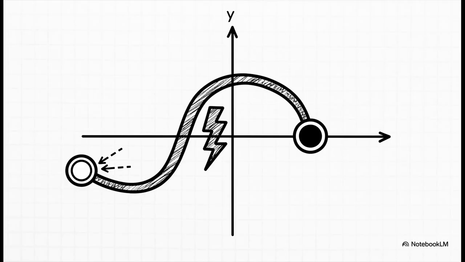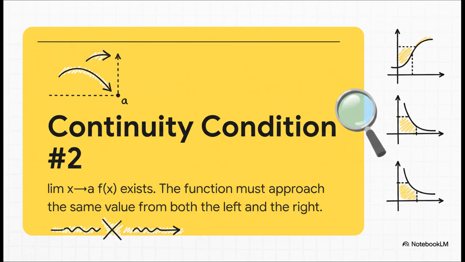Okay, but what about this case? Look, at point A, the function is defined. We've got that solid dot right there. So rule number 1 is satisfied. But come on, you'd still have to lift your pencil, right? The whole thing is clearly broken. The problem here is that the graph is heading to one place from the left, but it's coming from a totally different place on the right. It's a sudden jump.